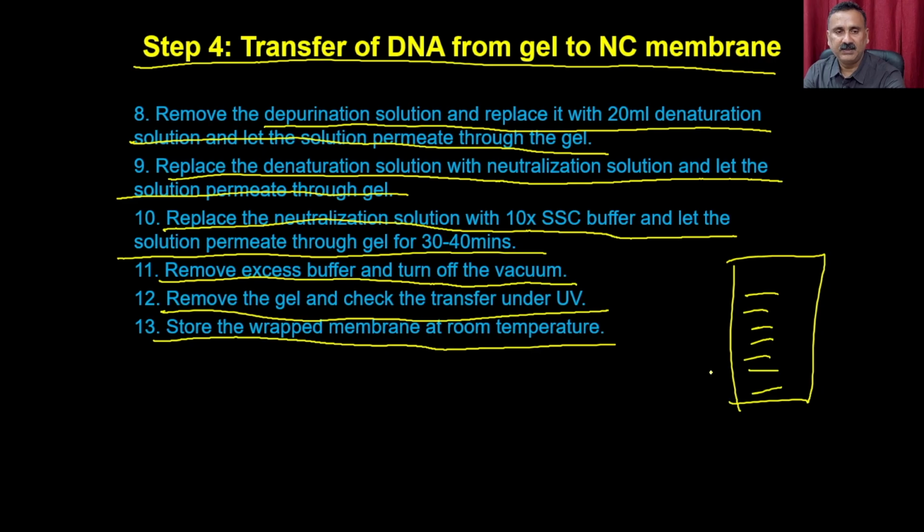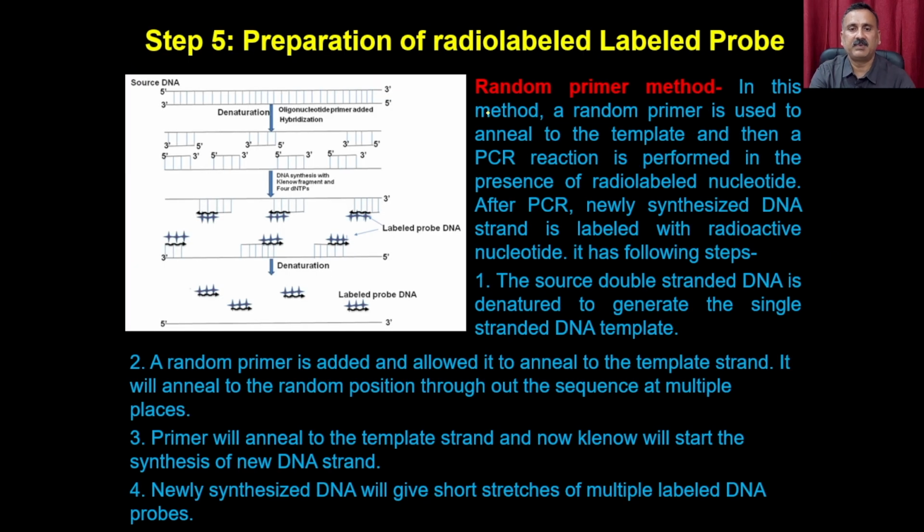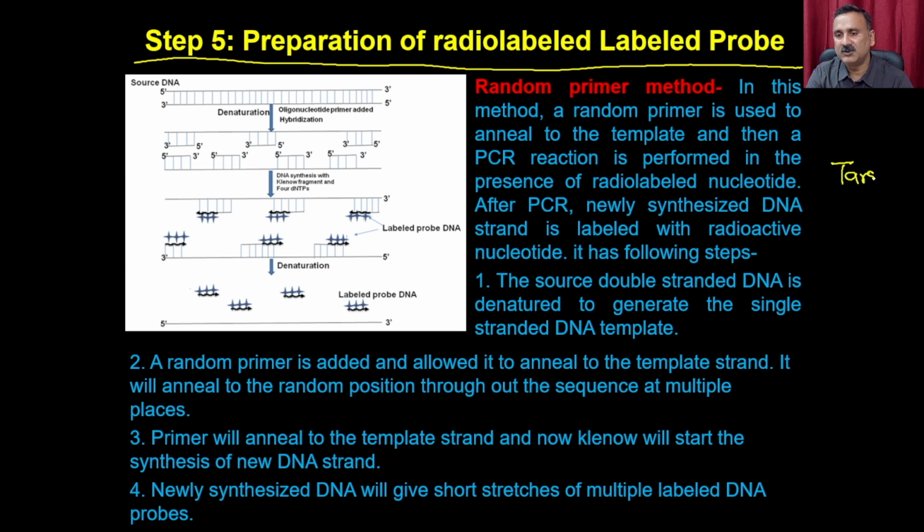Now, the next step is the preparation of the probe, right. So, preparation of the radio labeled probe. For this, you are supposed to know what your target gene is. If you have the target gene, then you identify a region of that particular gene which is exclusive, a sequence that is not present in any other gene.